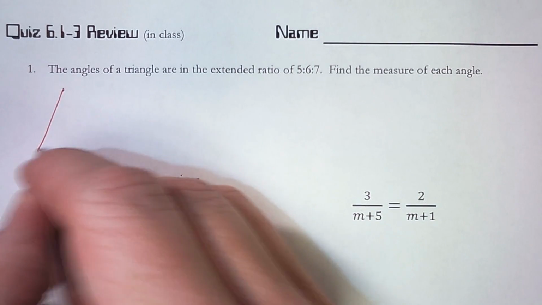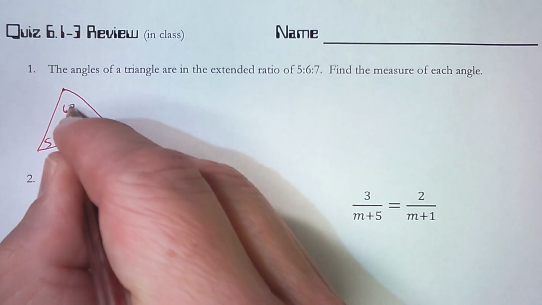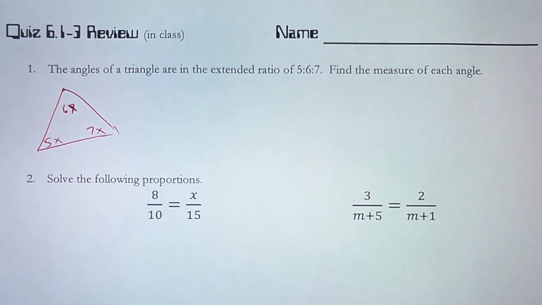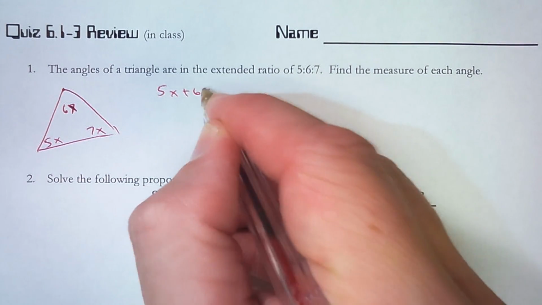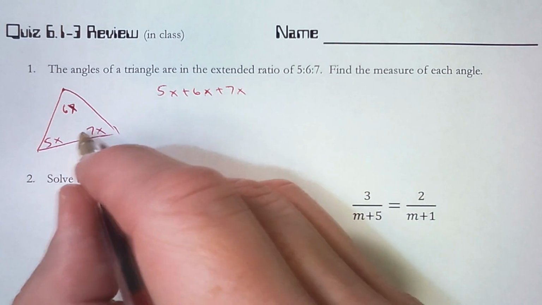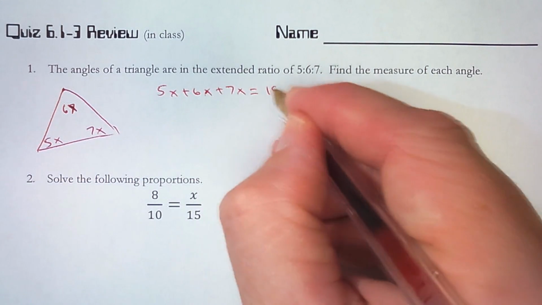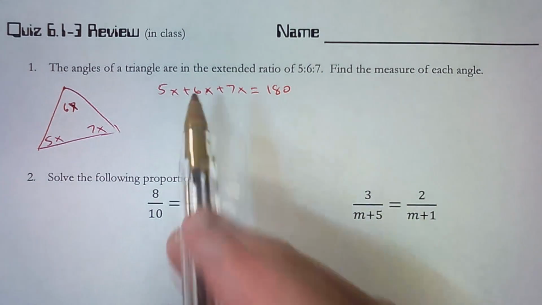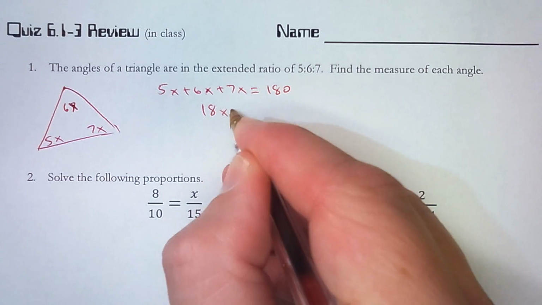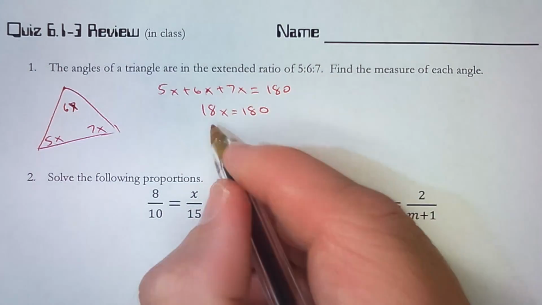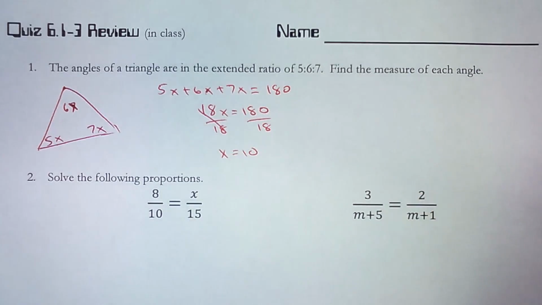So that means in a triangle, I can say that the angles are 5x, 6x, and 7x. If I add those angles together, 5x plus 6x plus 7x, I know that in a triangle they must add up to 180. 5x plus 6x is 11x, plus 7x is 18x, equals 180. And I can divide by 18 and get x is 10.